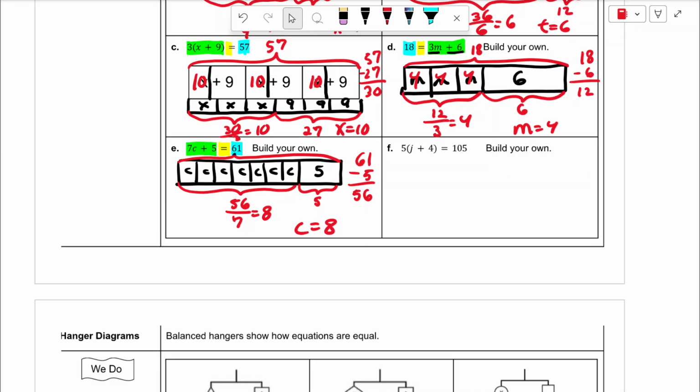Okay, so let's go ahead and take a look at F right here. Pause the video. Now this is distributive property, and if you need help, go look back at C, how it was built, or go look at the example that we did up above. Pause now.